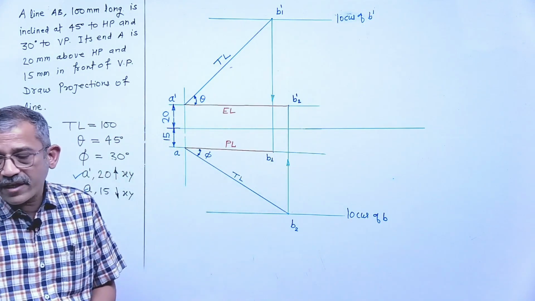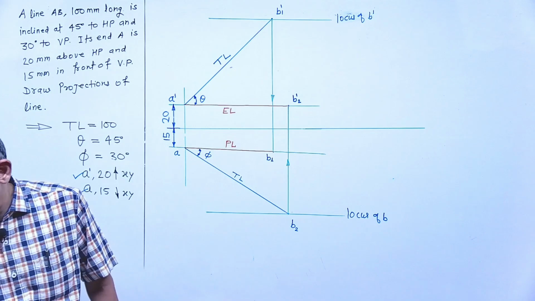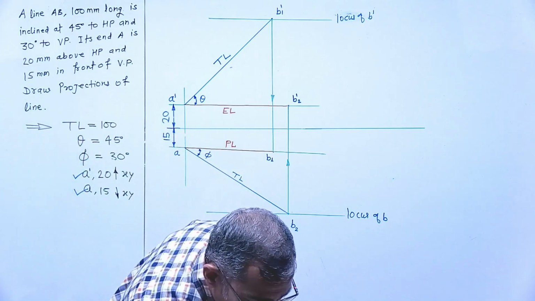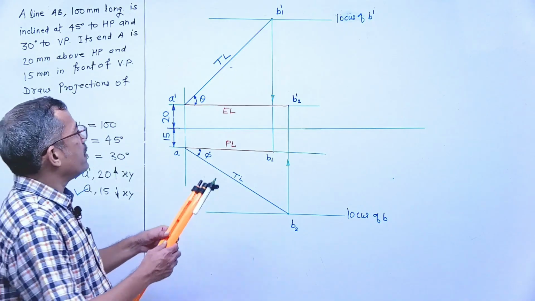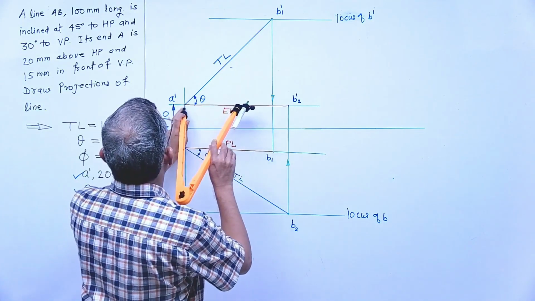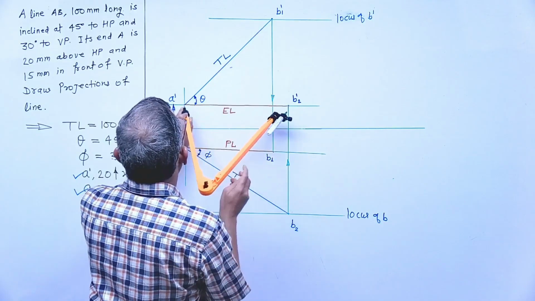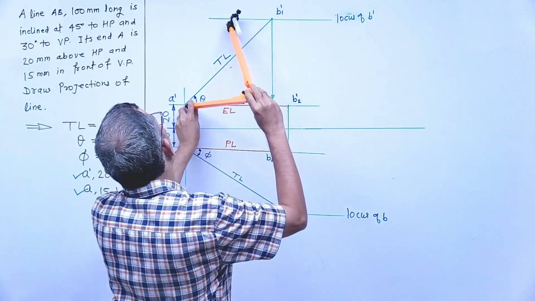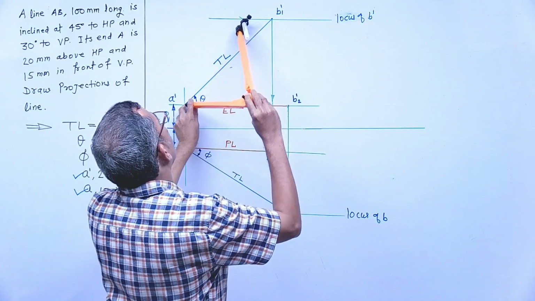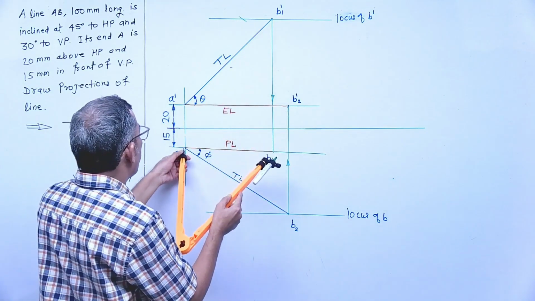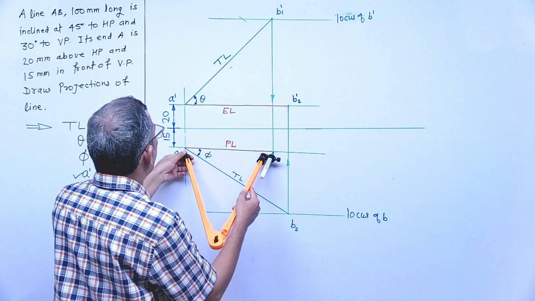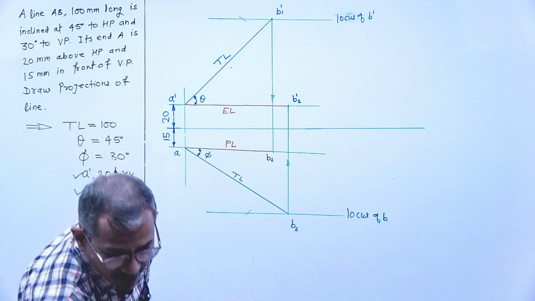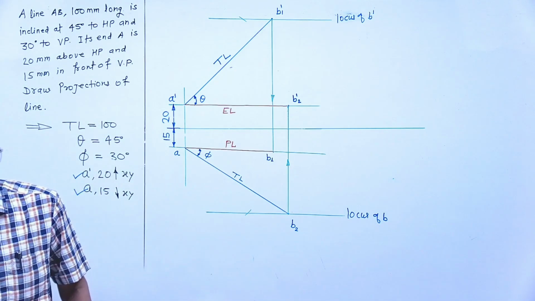So we'll rotate the elevation length. What will we get? Front view. Rotating the plan length will get what? Top view. So this EL I'll take in the compass. This is EL, right? And I'll transfer this EL to the front view. I'll draw one arc here, right? And the plan length PL in the compass, I will rotate up to what? Locus of B. That means we are finally getting the positions of ends A and B.